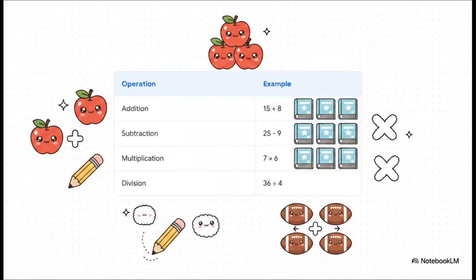Okay, so what about the symbols actually connecting those terms? Well, these are our 4 fundamental mathematical operations. We've got addition, like 15 plus 8, subtraction, like 25 minus 9, multiplication, like 7 times 6, and of course division, like 36 divided by 4. Honestly, whether you're adding up apples, subtracting pencils, multiplying books, or dividing footballs among your friends, these 4 operations are the glue that completely holds our expressions together.